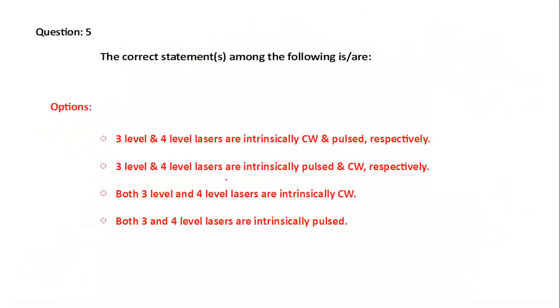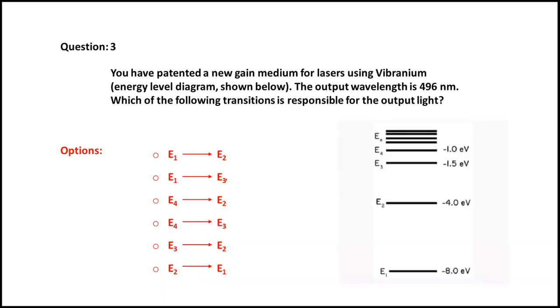Yeah, okay. So I'll go on with the third question. Question number 3 states, you have patented a new gain medium for lasers using vibranium energy level diagram shown below. And the output wavelength is 496 nanometer. Which of the following transitions is responsible for the output light?